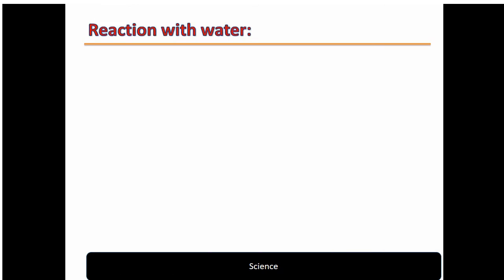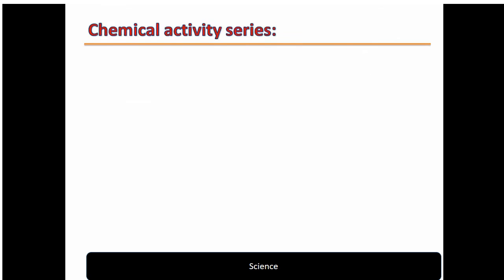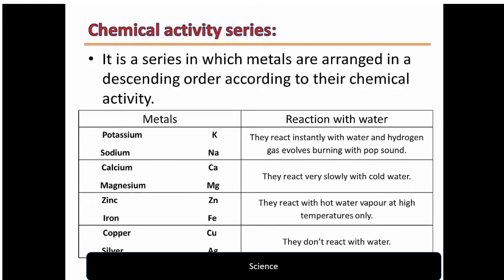The final reaction is the reaction of metals with water. The reaction of metals with water depends on the position of metal in the chemical activity series. What's meant by chemical activity series? It is a series in which metals are arranged in a descending order according to their chemical activity. This is what is called chemical activity series.